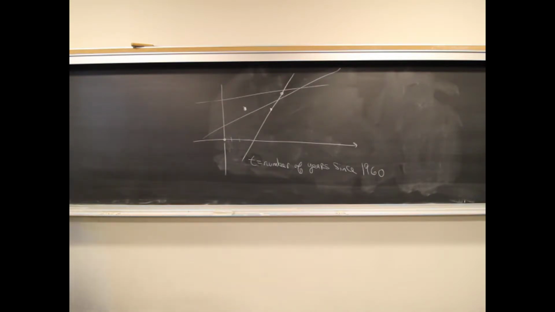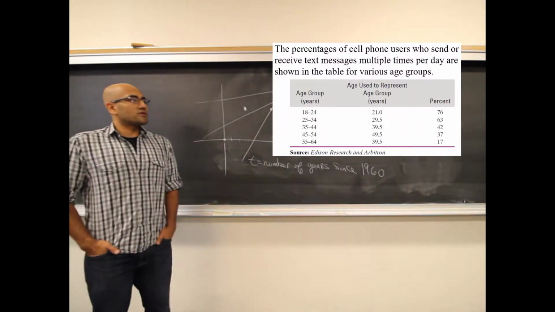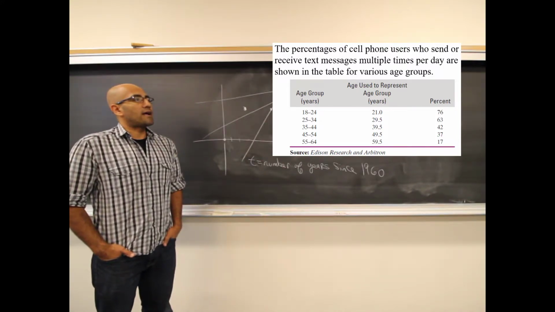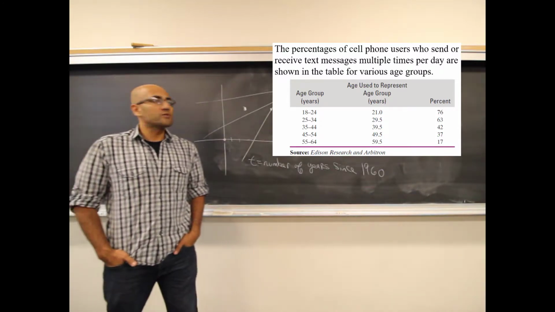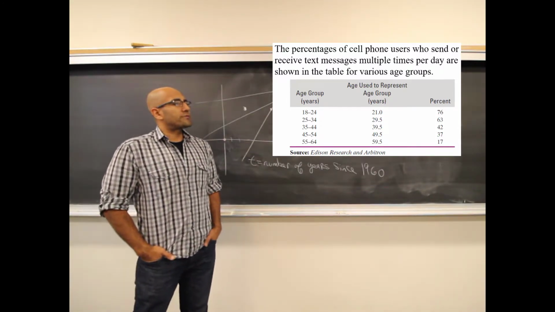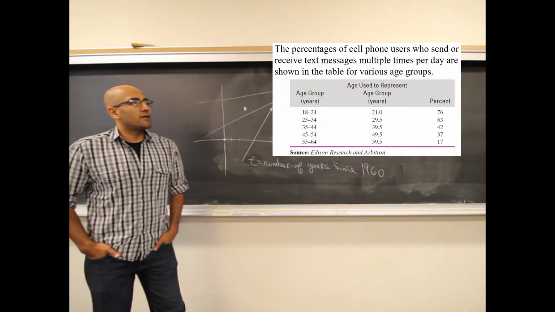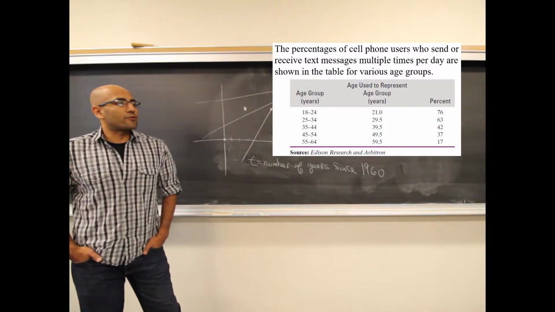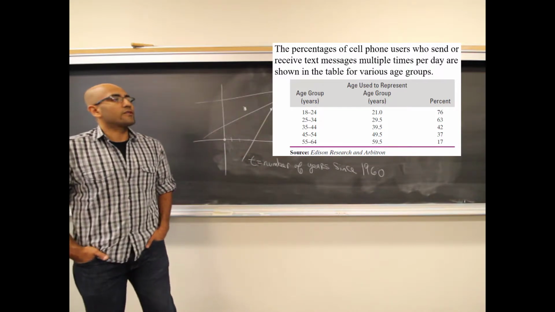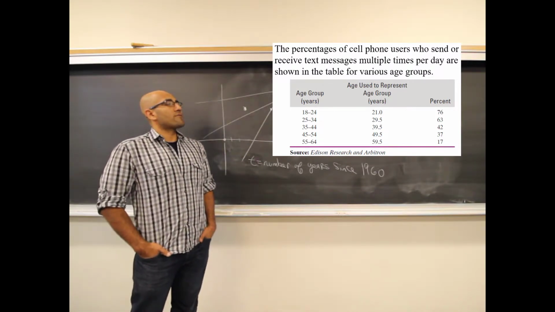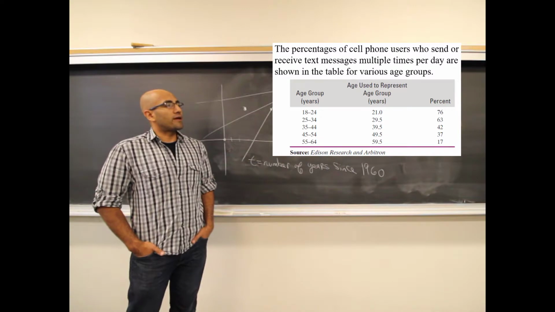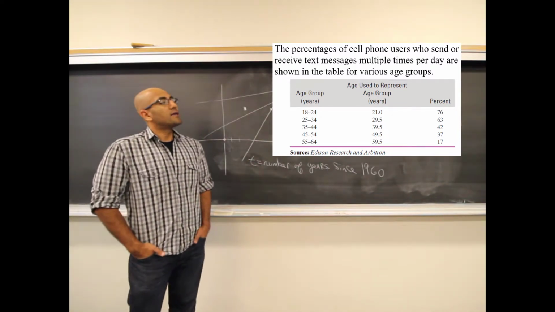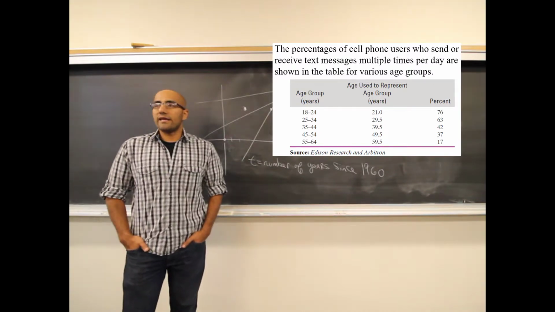How about this example now? The percentage of cell phone users who send and receive text messages multiple times per day are shown in the table for various age groups. So we got age groups from 18 to 24, 76% of them text multiple times per day. 25 to 34-year-olds, 63, and so on and so forth. Obviously the younger group, 18 to 24, has the highest percentage of people that text multiple times per day.